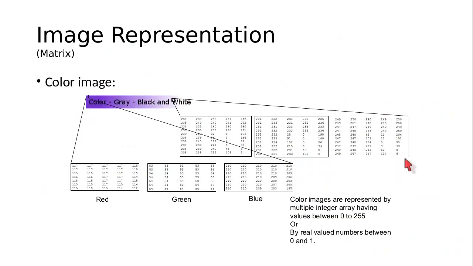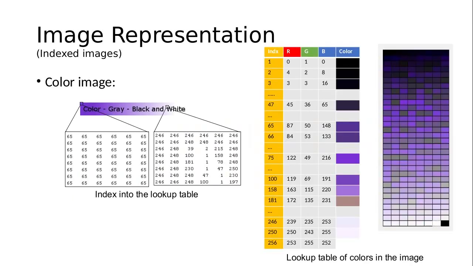You get 3 different channels, and these values will be between 0 to 255. You can also have real valued numbers between 0 to 1. In most of the assignments for this particular class, we will be focusing on integer values, whether it be RGB images or grayscale images. We will look at integer values between 0 to 255. There are some rare cases where we may look at real valued numbers between 0 to 1.